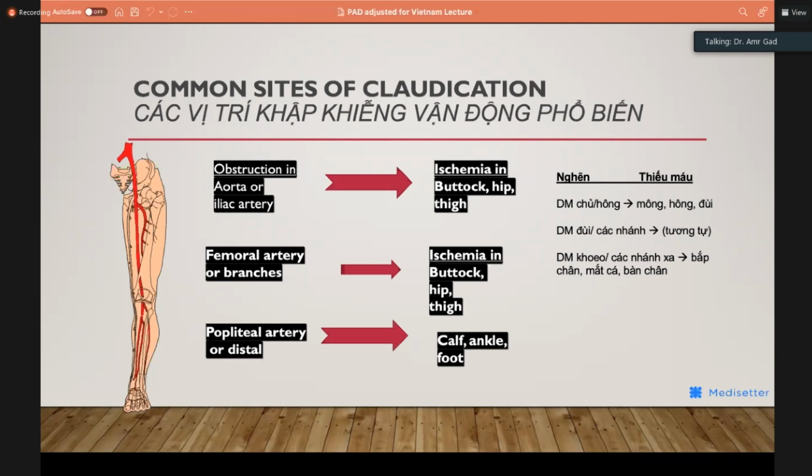If the obstruction or the disease is in the femoral artery, the ischemia will be in the buttock also, but extends to the thigh. If it is at the popliteal artery and below, it will be calf, ankle and foot cramping pain. So just from these two things, I know that the patient has chronic ischemia, and I know nearly where the level of ischemia is.